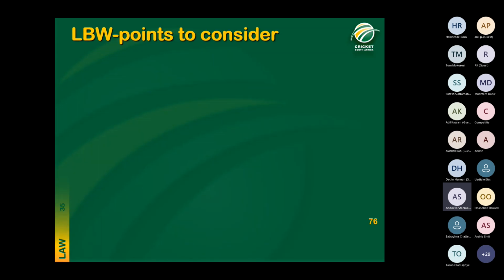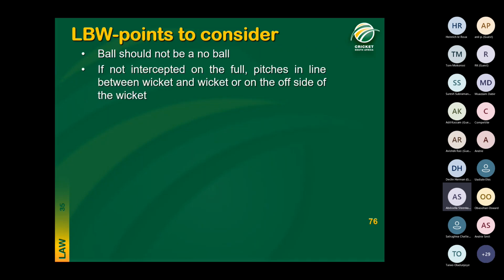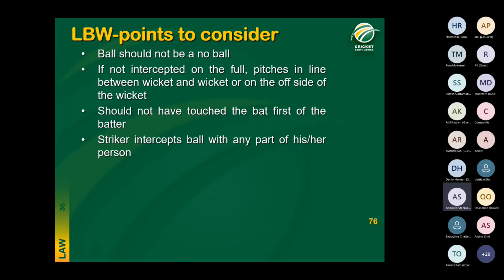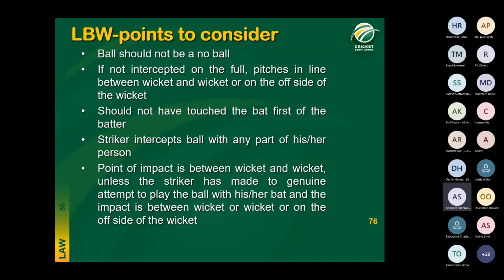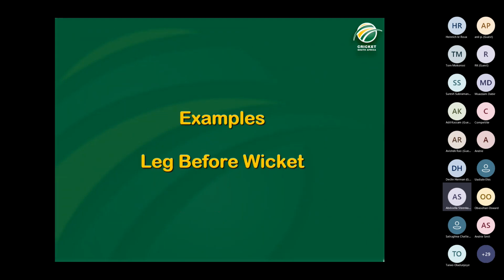So just again to go over the criteria that we need to consider. Shouldn't be a no ball. If not intercepted on the full, it needs to pitch between wicket and wicket or on the offside of the wicket. Should not have touched the bat first. Striker intercepts the ball with any part of his or her person, and the point of impact needs to be between wicket and wicket. Unless the striker's made no genuine attempt to play the ball with his or her bat, then the impact can be between wicket and wicket or on the offside of the wicket, and lastly would have gone on to hit the wicket. Let's go through a few examples.